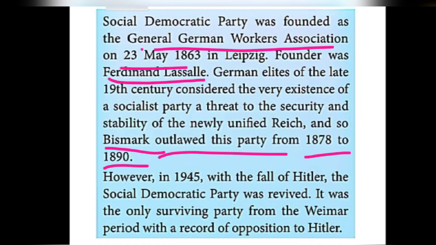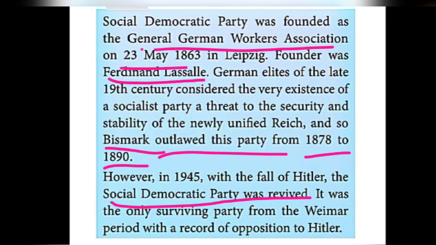Outlawed, in the sense, what is that? Cancelled. Totally, it was abolished. So this is a one word answer. But after the death of Hitler, after the fall, in 1945, after the completion of the Second World War, the Social Democratic Party was once again revived. Once again they were formed, that same party.